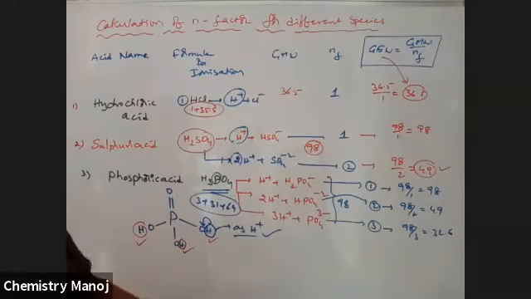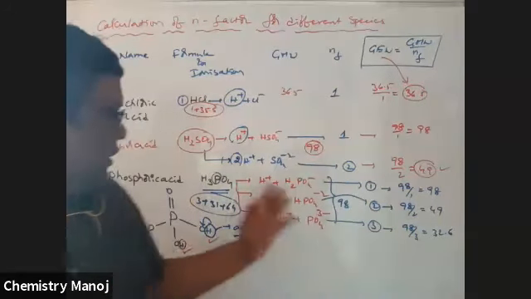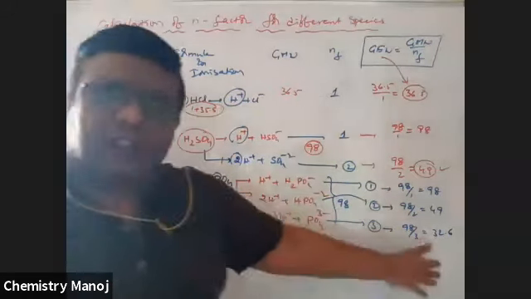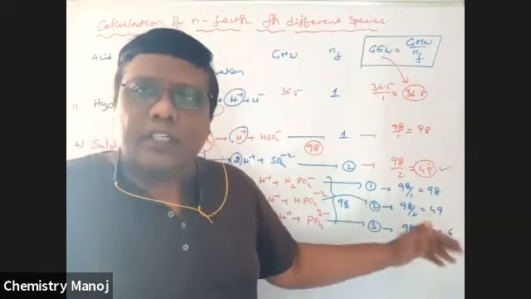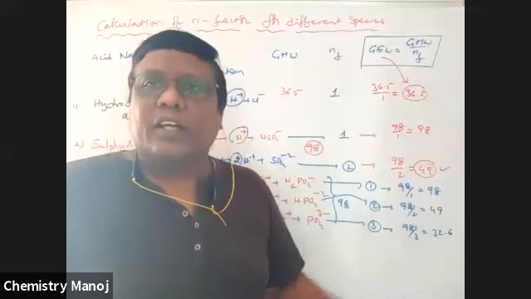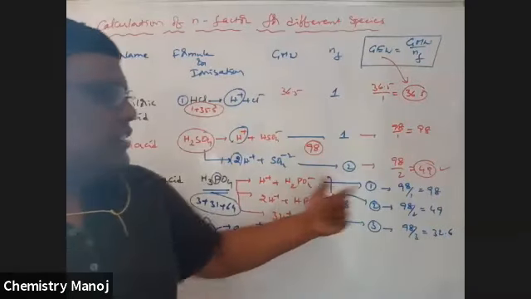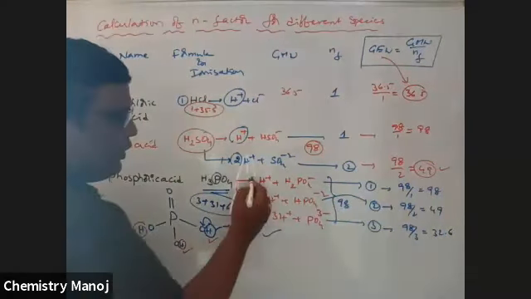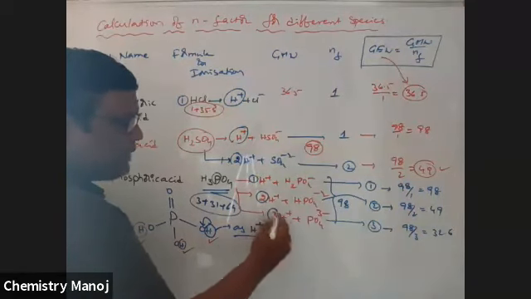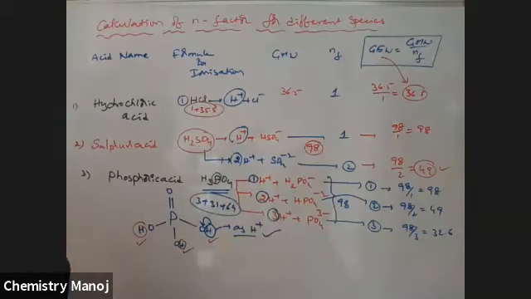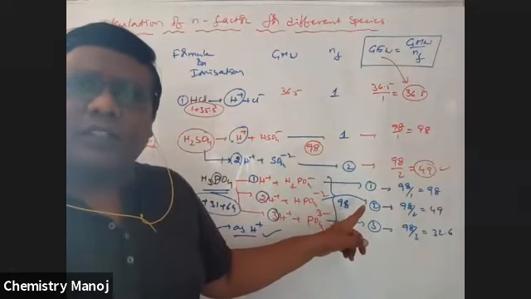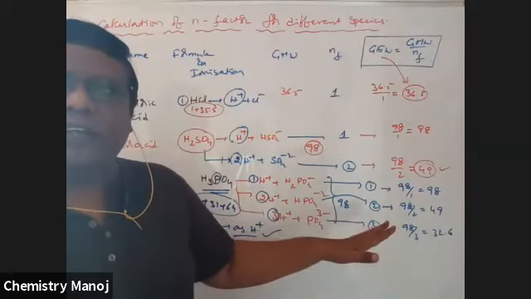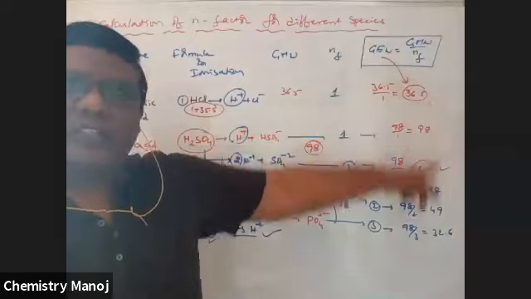Is the equivalent weight of H3PO4 fixed? No, no. Its equivalent weight is not fixed, friend. It is different for different conditions. Here basicity 1, 98. Basicity 2, basicity 3. So please be conscious. Is this clear, my dear boys? If you know the N factor, you should calculate the equivalent weights.